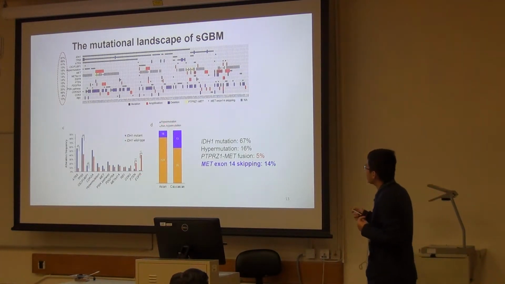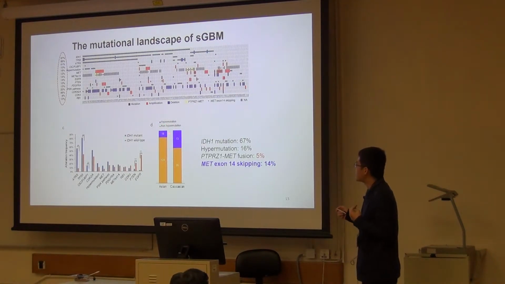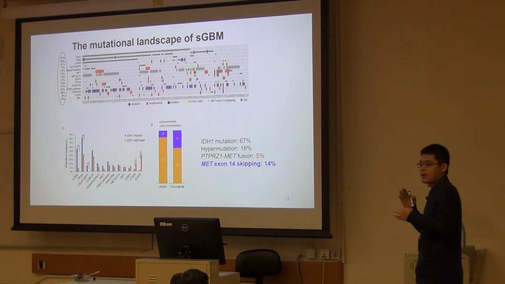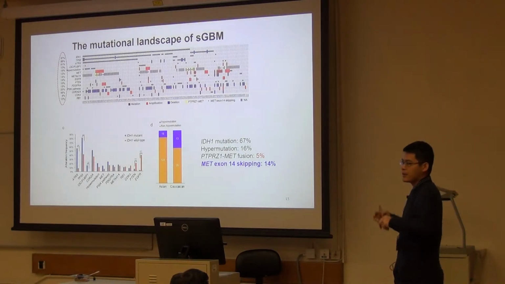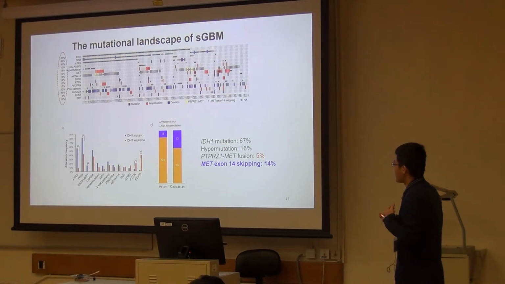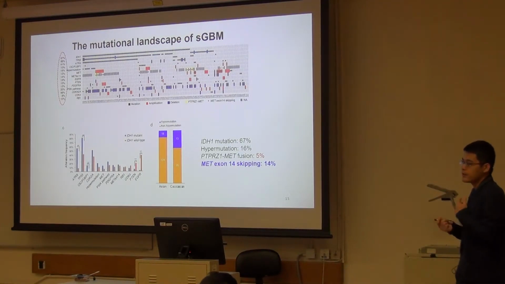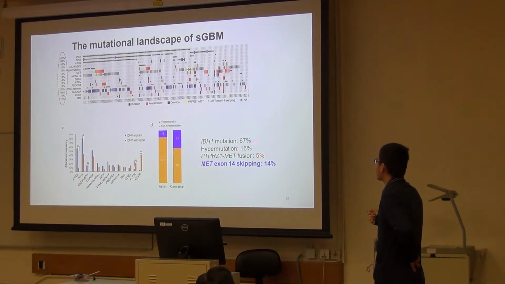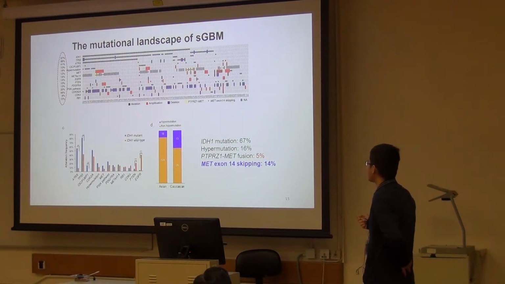The hypermutation, as I mentioned, is more common in Caucasians but less common in Asians. There are many hypotheses for the reason. It could be the treatment, it could be racial disparities, it could be many other things. However, we do observe the difference, indicating that maybe we should also use a different treatment method for Asian patients.